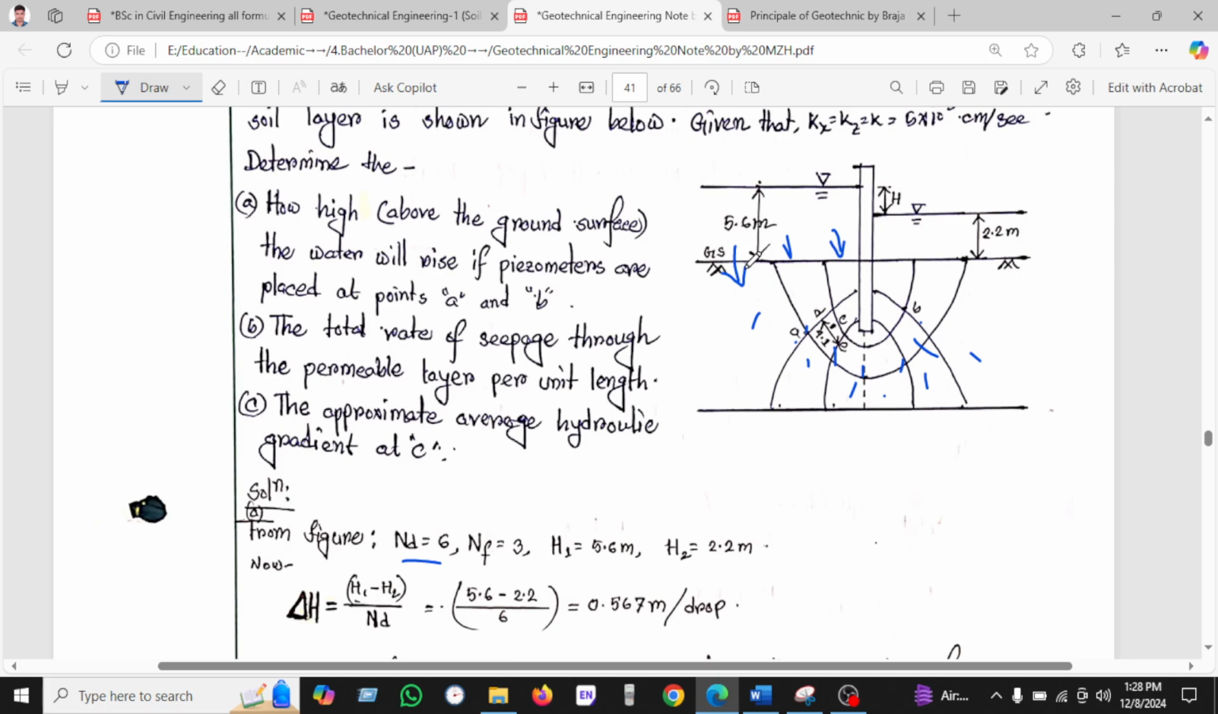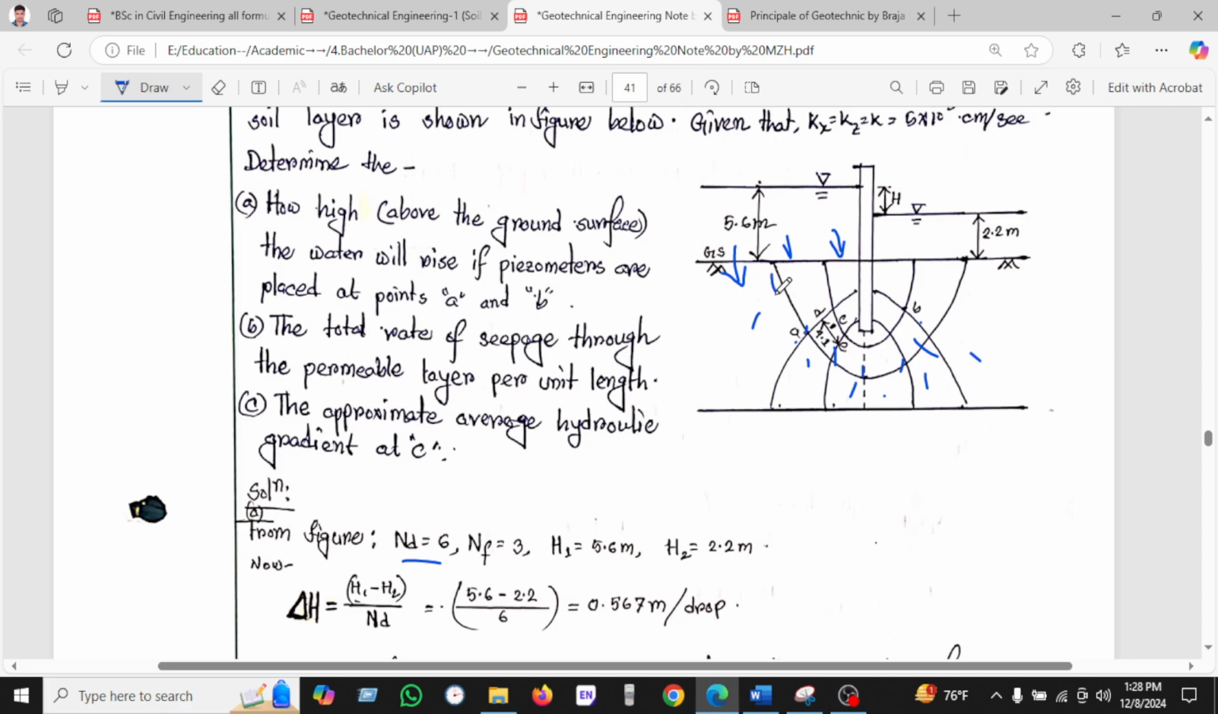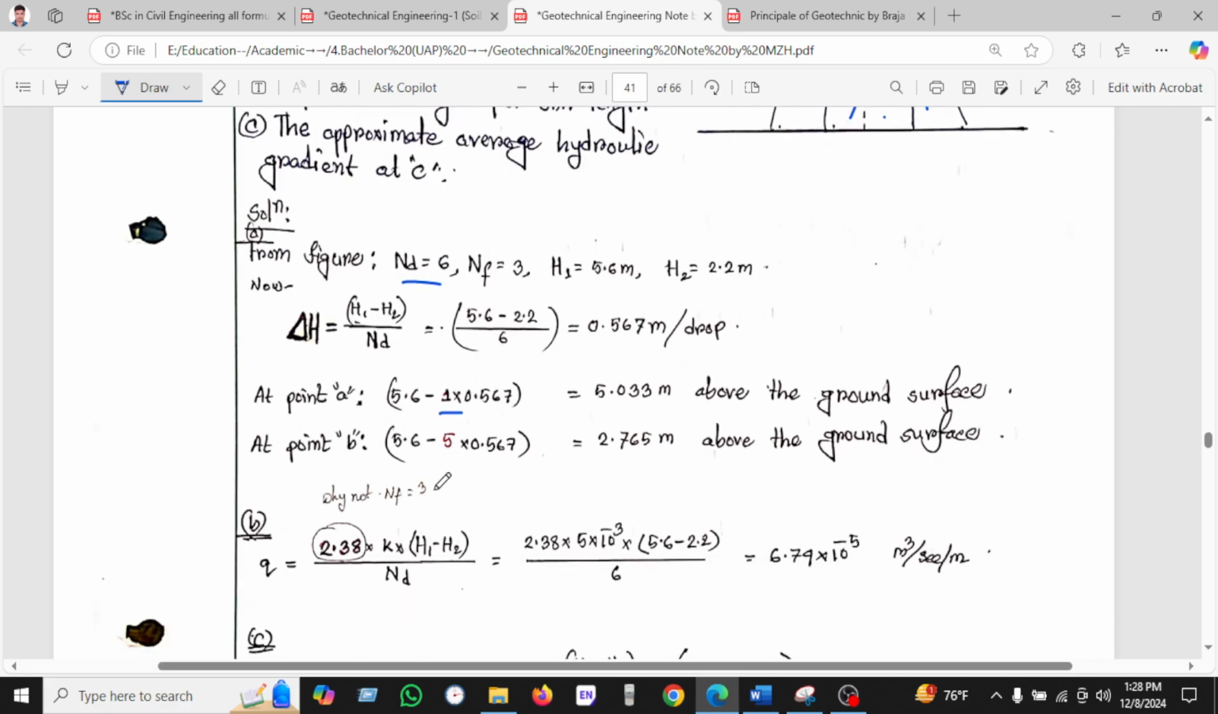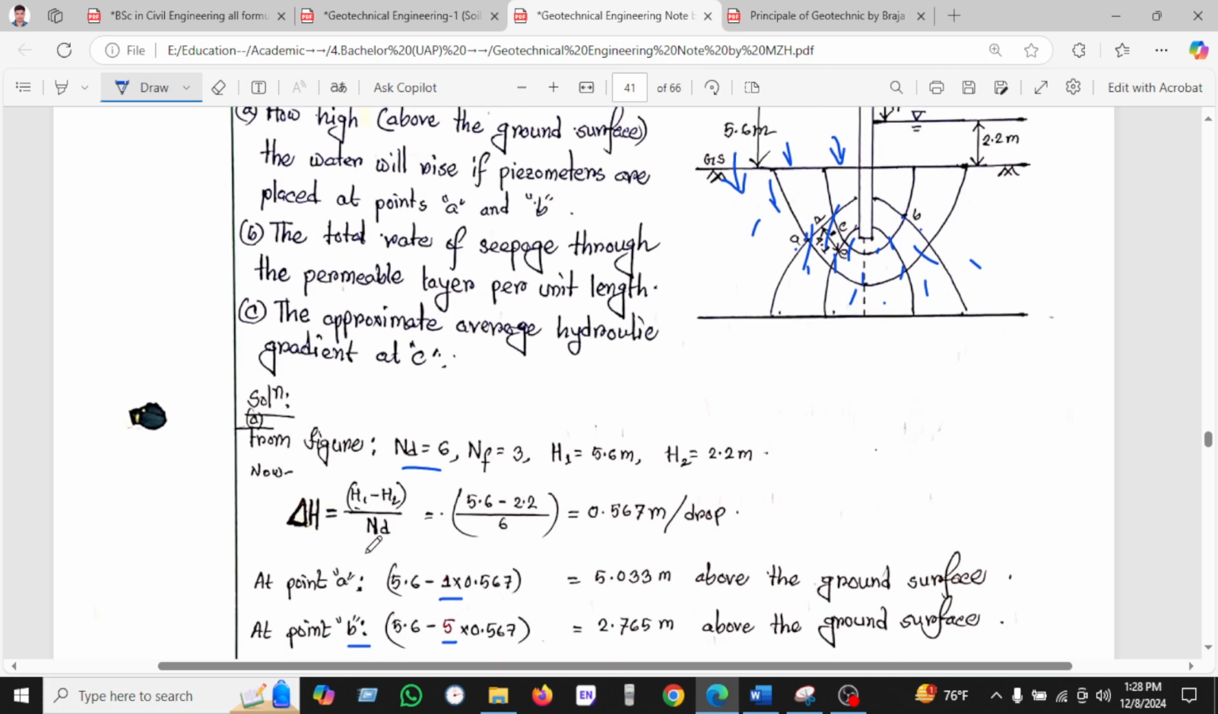H1 equal to 5.6, as we have seen here, and H2 equal to 2.2, we have seen here. So delta H equal to H1 minus H2 divided by number of drops, which is 0.576 meter per drop. At point A we will see H1 5.6 and 1, because we calculate from left to right. This is the 1, and number of drop 0.566, and at point B we will multiply by 5 because 1, 2, 3, 4, 5. This is the number 5. That's why we will multiply by 5.